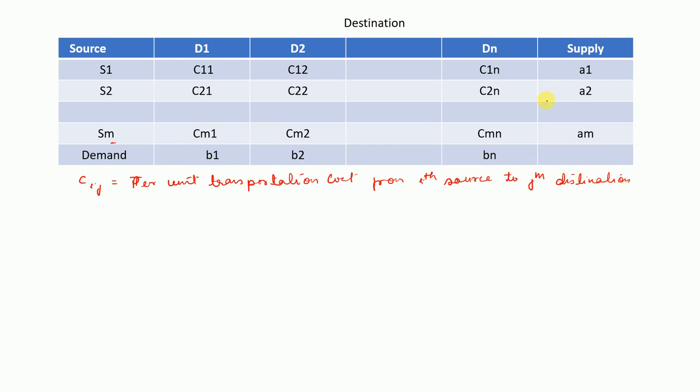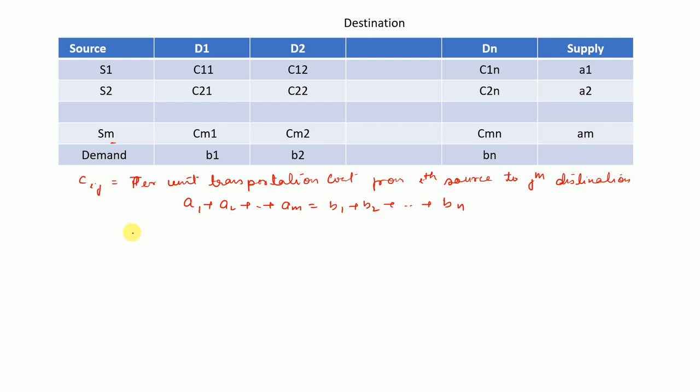Now look at this: A1, A2 up to Am. These are the supplies. A1 is the supply of source S1, A2 is the supply of S2, and similarly Am is the supply of Sm. Similarly, B1 is the demand of D1, B2 is the demand of D2, and Bn is the demand of Dn. As I already told you, we are considering a balanced transportation problem. Balanced means total demand equals total supply. So you can assume A1 plus A2 plus up to Am equals B1 plus B2 up to Bn. In this way, you can say this problem is a balanced transportation problem.